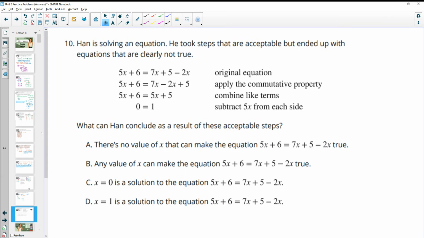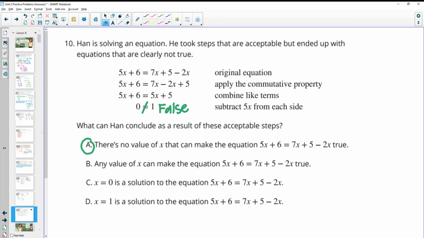Number 10, Han is solving an equation. He took steps that are acceptable but ended up with equations that are clearly not true. What can Han conclude as a result of these acceptable steps? So he got down to here and he got that 0 equals 1, which is a false statement because 0 does not equal 1. And when that happens, it means that there's no value of x that can make this equation true.